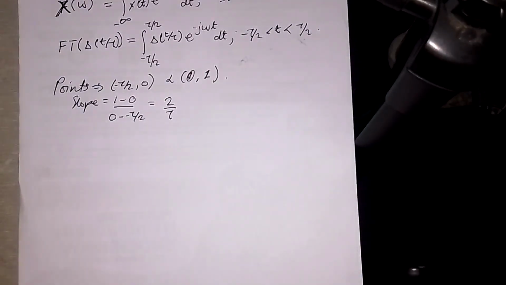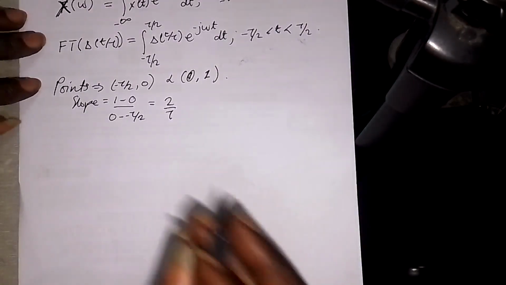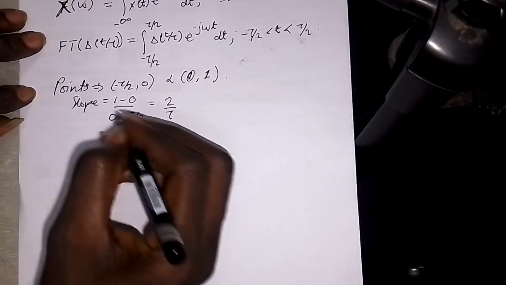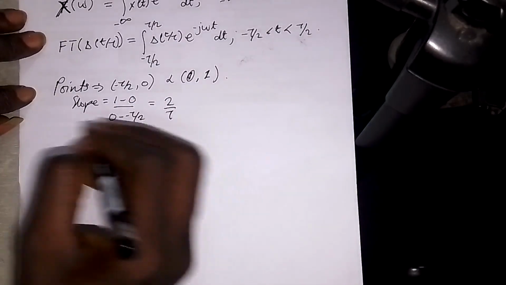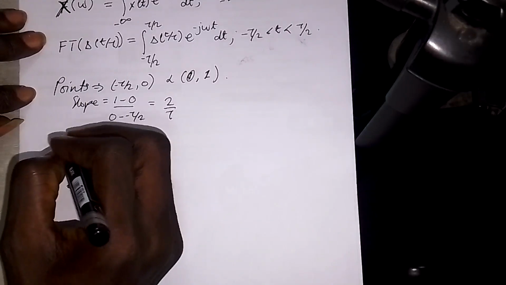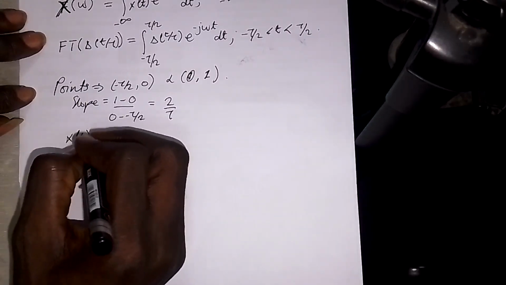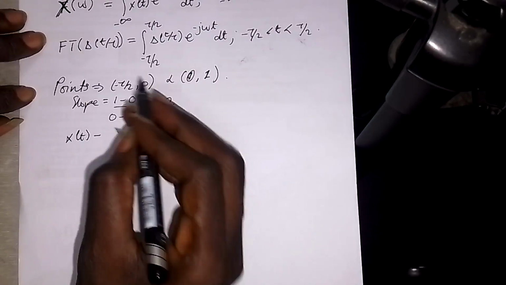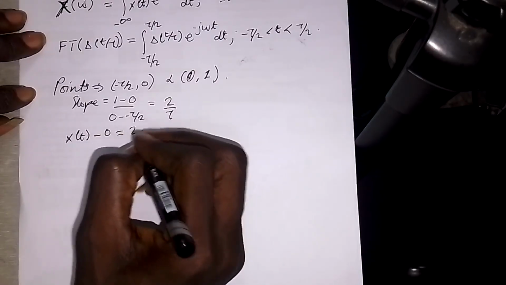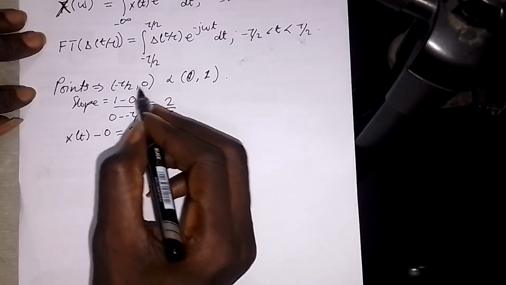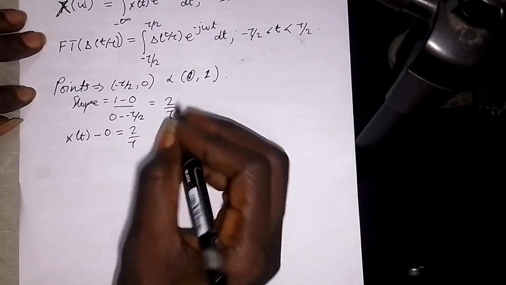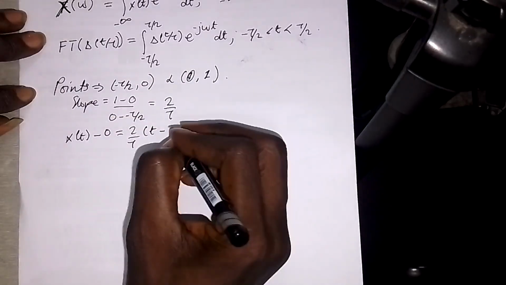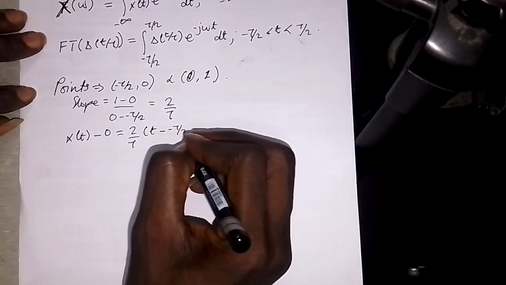Then we pick the next one, which is the second line. Wait, no, let us realize the equation for this line before, of this slope before, of these points. So now the equation is going to be x(t) minus the y component, which is 0, equals the slope, which is 2 on tau, into t minus the x component, which is minus tau on 2.